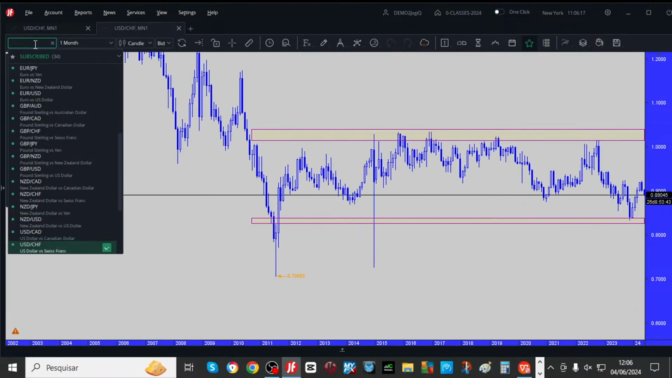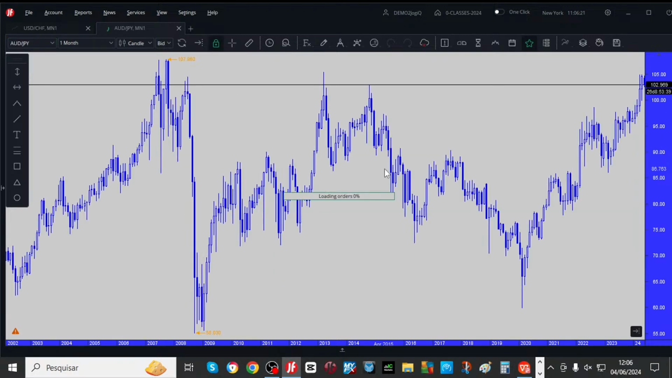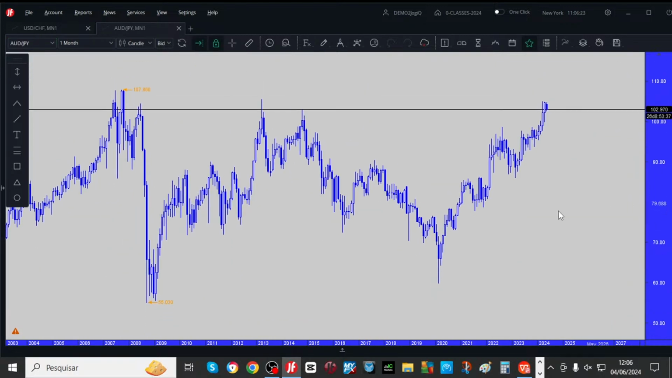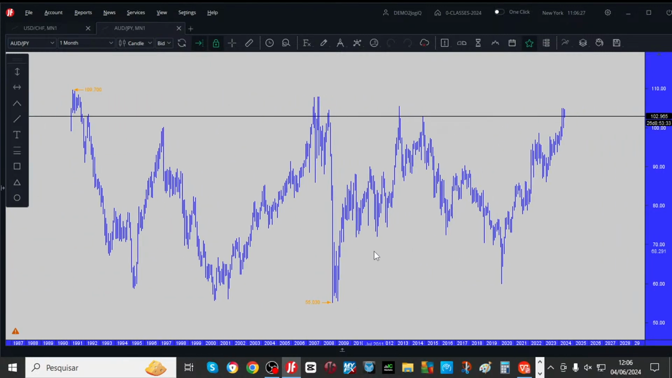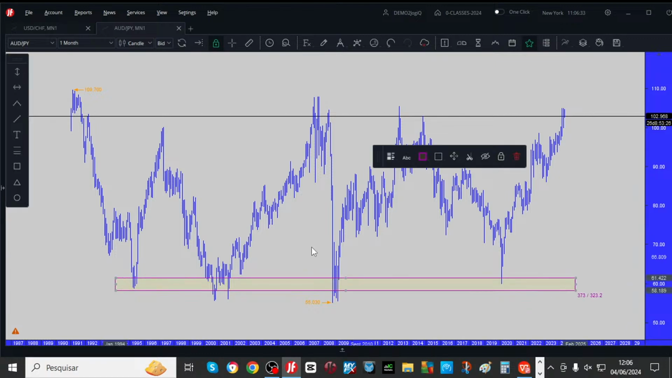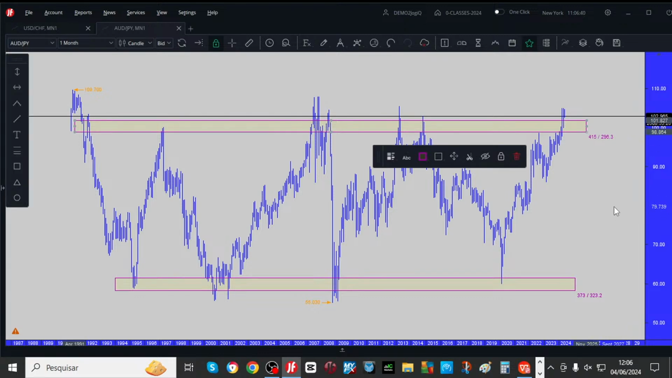Let's go to AUD JPY, just an example. Okay, everybody, so you can see AUD JPY. Don't worry, Sam, we're still going to analyze USD CHF. Anyway, AUD JPY is a better example of the market moving between the monthly bands. Can you see it, everybody?